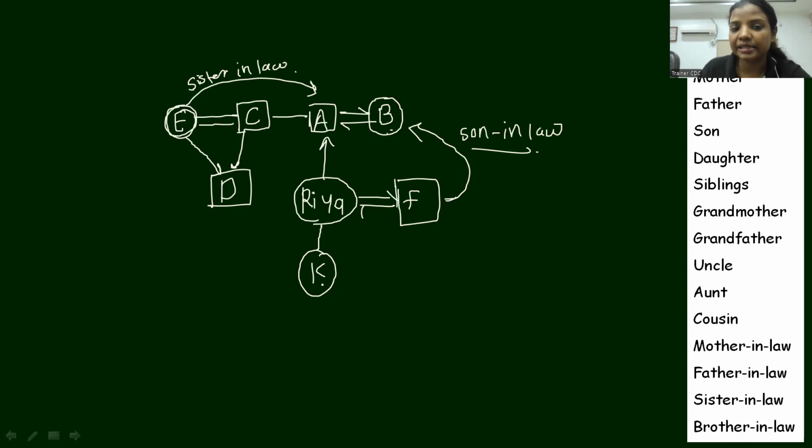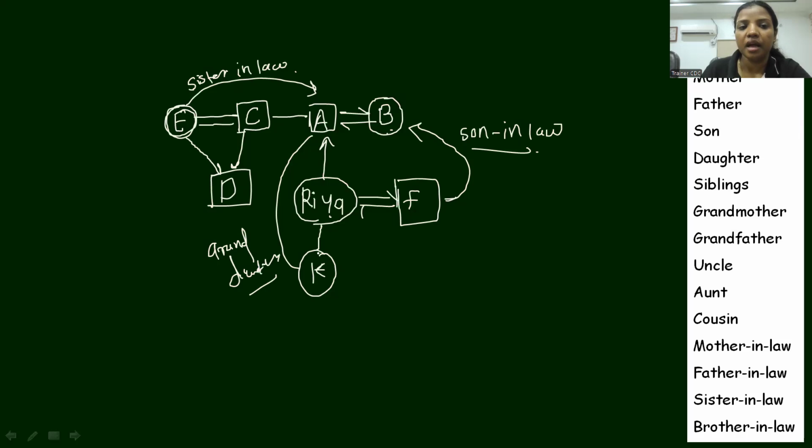Now Ria has one daughter called K. K is a daughter of Ria. Now, what is the relation of K with B? We all know that mother's father is the grandfather of K, right? So B is the grandfather of K, and A is the grandmother of K. Now, who is K to A and B? The relation of K with A or with B is nothing but granddaughter.